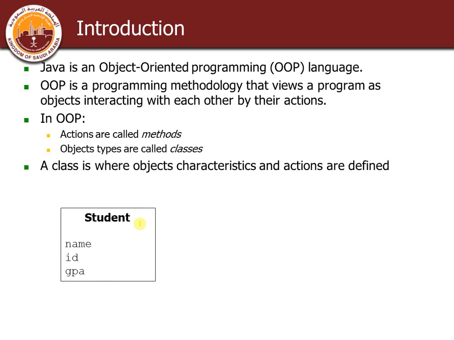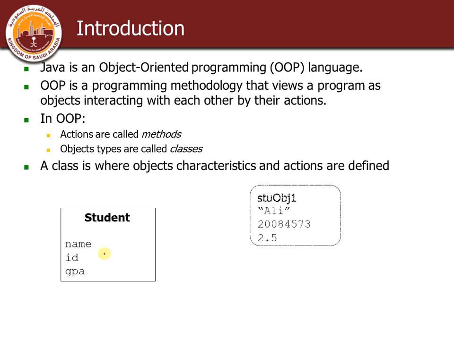For example, this is a class Student, and we have the name, ID, and GPA. Are these methods, these actions? Name, ID? No, it's more some sort of a characteristic of a student. A student has a name, has an ID, and has a GPA, let's say a cumulative GPA.